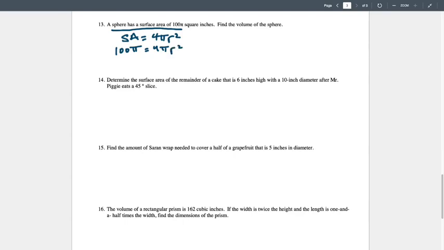Now the reason why I'm doing this is because I'm trying to find the volume, and the volume of a sphere is 4/3 pi r cubed, which means I need to know what the radius is, and this is going to help me get that radius. So I'm going to divide both sides by pi, and when you do that, the pi's cancel. Then I'm going to divide both sides by 4. I guess technically I'm dividing by 4 pi on both sides. So the 4's and the pi's cancel on that side, and then over here, 100 divided by 4 is 25. And that equals the radius squared. So the radius equals 5 when I take the square root of that.